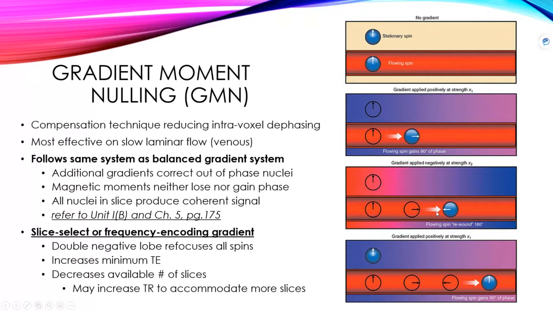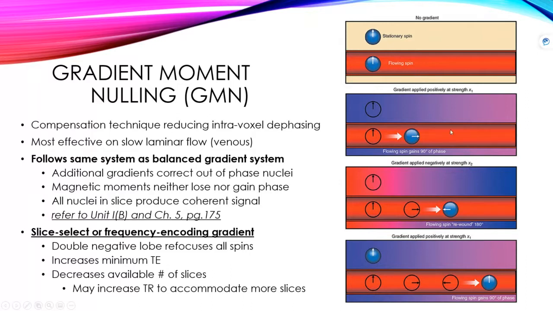Then we apply another gradient negatively to flip it into the negative or the rewound 180. So now it goes from 90 to the 180. And then we apply a positive pulse gradient, I guess you could say, and it brings it back to 90. So what we're doing is we're pretty much resetting it. We're just using two negatives and a positive, two positives and a negative.